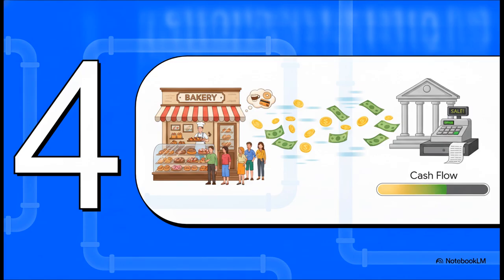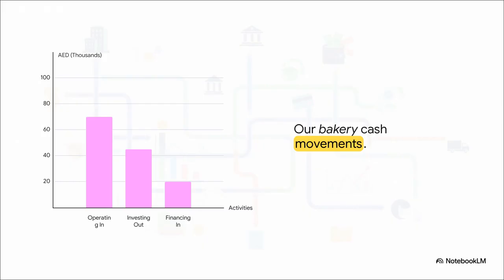All right, part 4, let's look at a real business example. Let's put this into practice and see how these sections actually interact in the real world. Imagine a bustling local bakery. First, let's look at their operating activities. They received AED $180,000 from customers, but paid out AED $70,000 in wages and AED $40,000 to suppliers. That leaves them with a positive operating cash flow of AED $70,000.